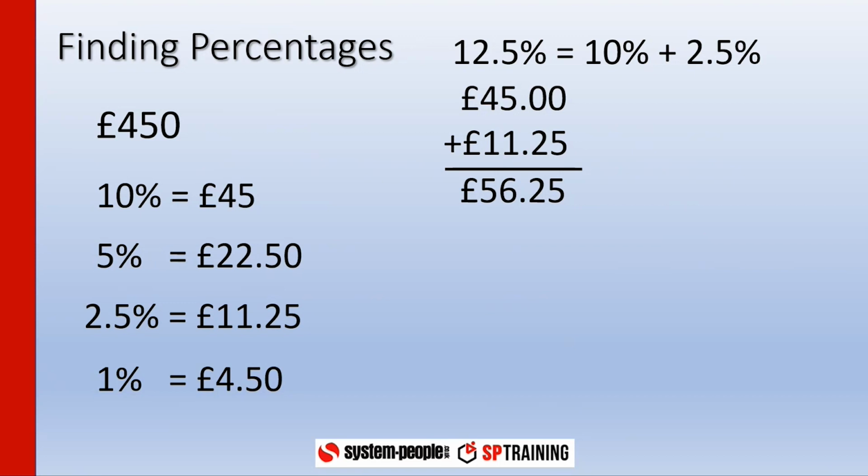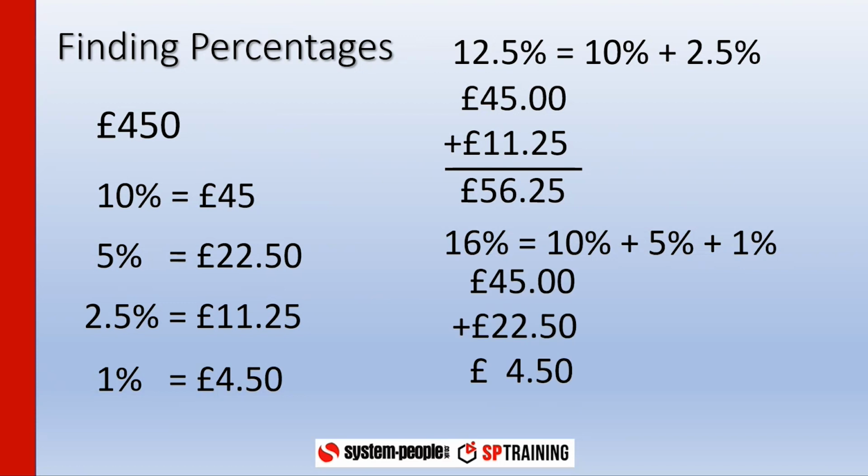So 12.5% of £450 is £56.25. And also we could find 16% by adding together our 10%, 5% and 1%. So we look on the list, we've got 10% is 45, 5% £22.50, and our 1% would be £4.50, £72 altogether. So 16% of £450 would be £72.